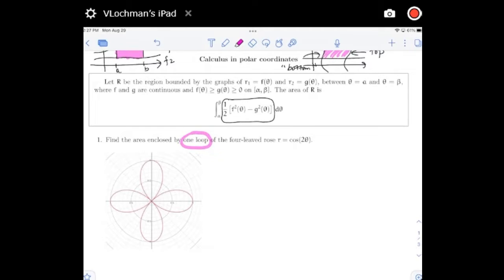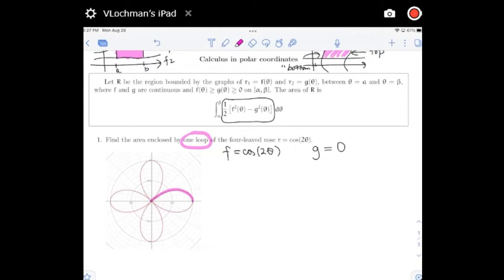Now I'm going to determine what my f and g are. You can think about it as your f is cosine of 2 theta, and your other function is just going to be 0 in this case. If there is truly no other function, you can think of it as 0, because what are we really trying to compute? Let's say you wanted to compute the area over here.